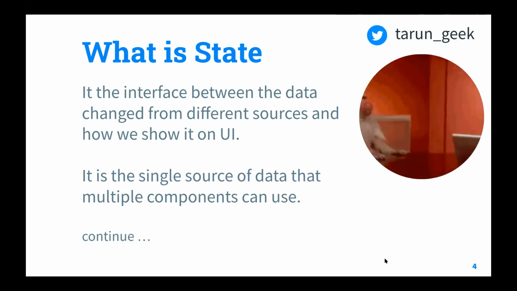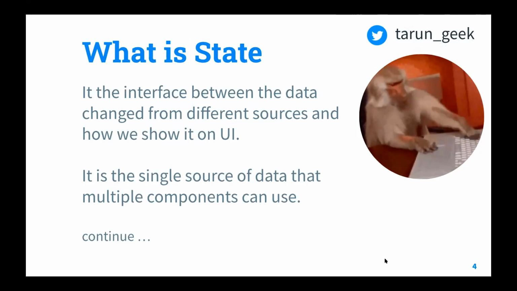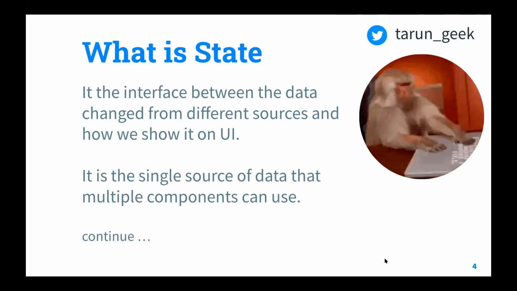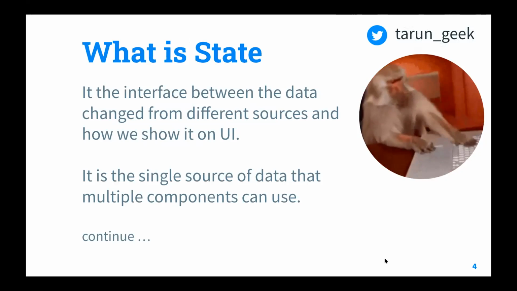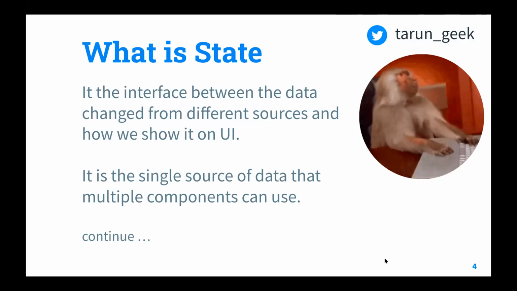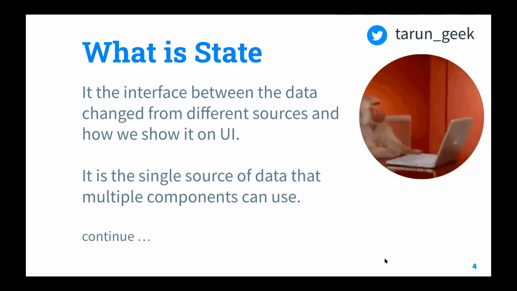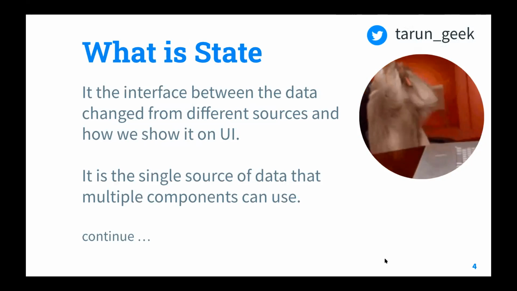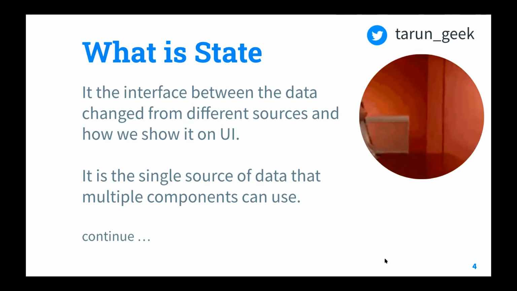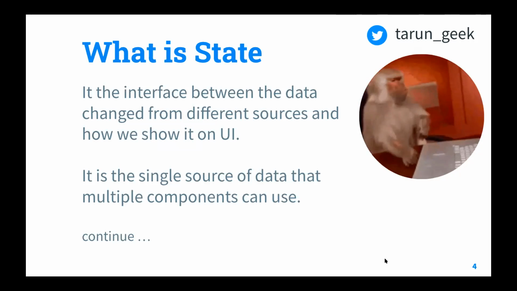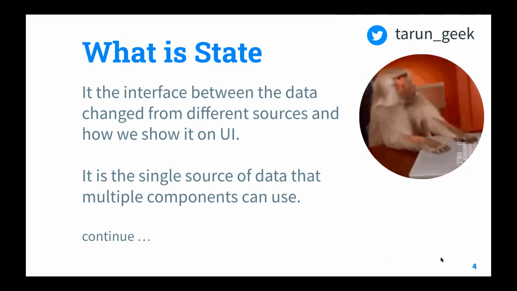So the very first question is, what is state? In a nutshell, or in layman's language, I would say it is an interface or a connection between your data and the various sources that change the data. For example, you have user data, and the place where you manage that user data in the complete app is what you call state. I would say it is a single source of data that multiple components can use.